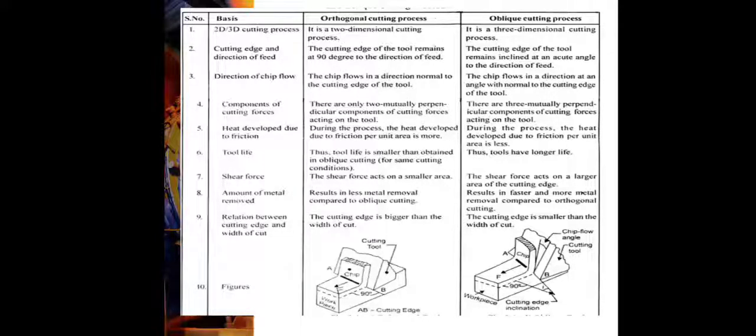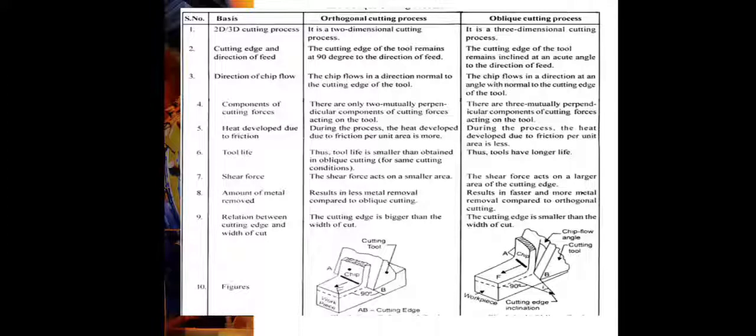So, the life or the span of the tool in the orthogonal process: the tool life is smaller than that obtained in oblique cutting for the same cutting condition. For example, if they have the same condition. So in oblique, tools have longer life. So if you have an orthogonal cutting process, your tool will easily get damaged or have a short lifespan. While in oblique, it is durable.